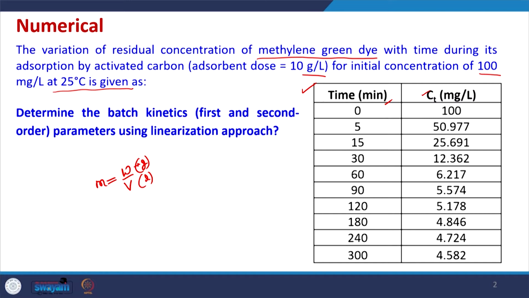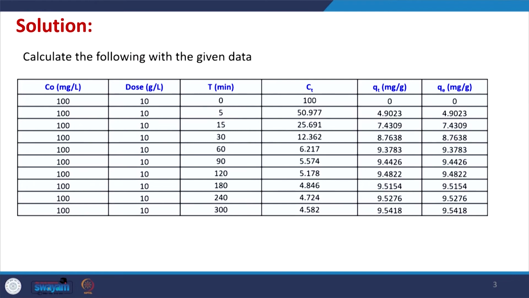Now, we have to find out the pseudo first order and pseudo second order kinetic parametric values and how to represent the model. First, we have to use this data for calculation. Concentration is fixed in each beaker, it is 100 milligram per liter. Dose is also fixed, 10 gram per liter, already given. The times given are 0, 5, 15, 30, 60, 90, 120, 240 and 300 minutes, up to which the different beakers were kept in the incubator shaker at 25 degree centigrade.